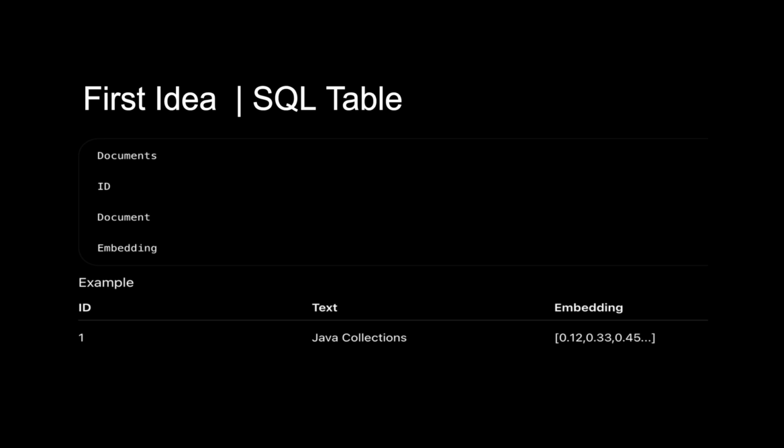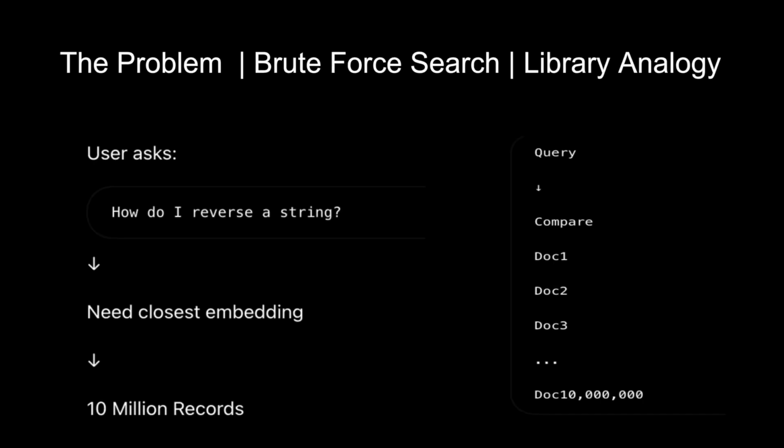Your first thought might be, why not simply create a database table? So let's try it. Store the document ID, its text and embedding in a SQL table. This actually works. You can absolutely store embeddings in MySQL. So why did vector databases become popular? The problem isn't storing. The problem is searching in that database.